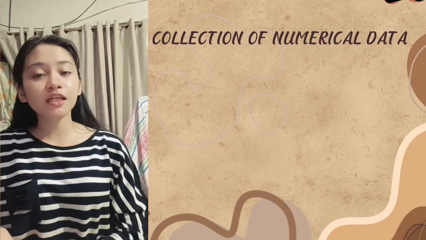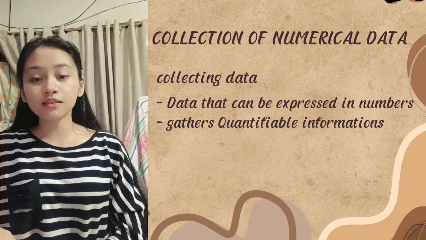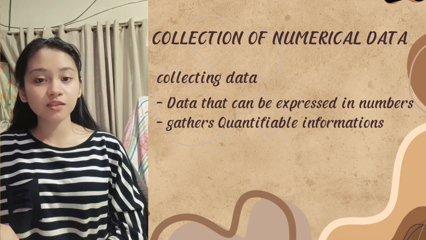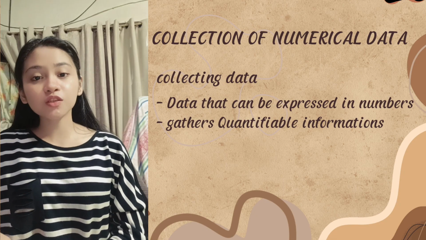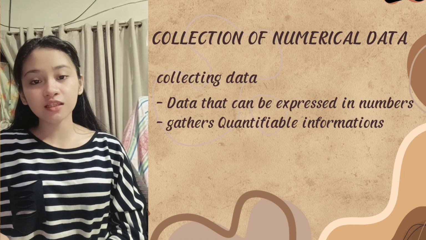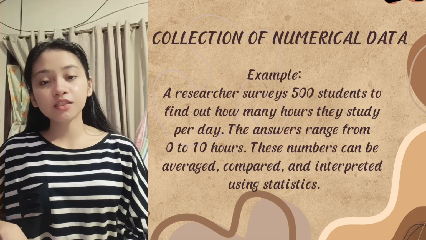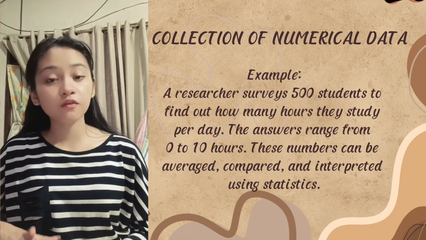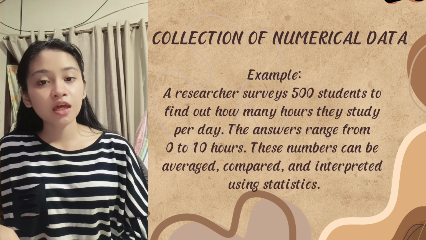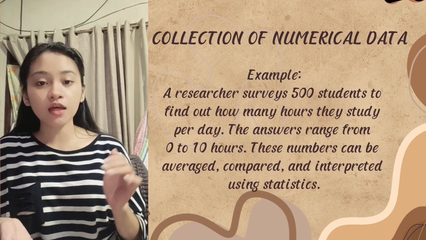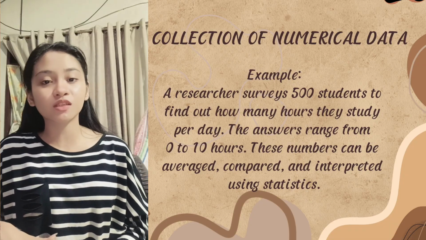So the first one is collection of numerical data. Quantitative research revolves around collecting data that can be expressed in numbers. This means instead of gathering opinions or stories, the research gathers quantifiable information that can be measured and analyzed mathematically. The example given is when a researcher surveys 500 students to find out how many hours they study per day. The answers range from 0 to 10 hours. These numbers can be averaged, compared, and interpreted using statistics.